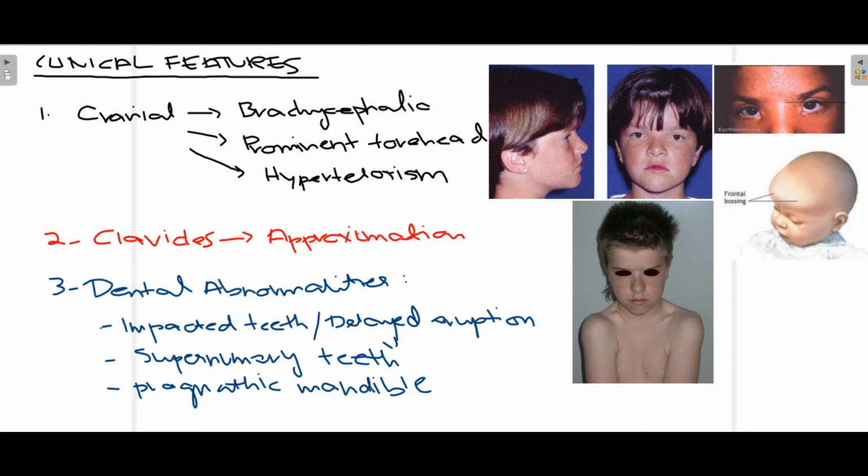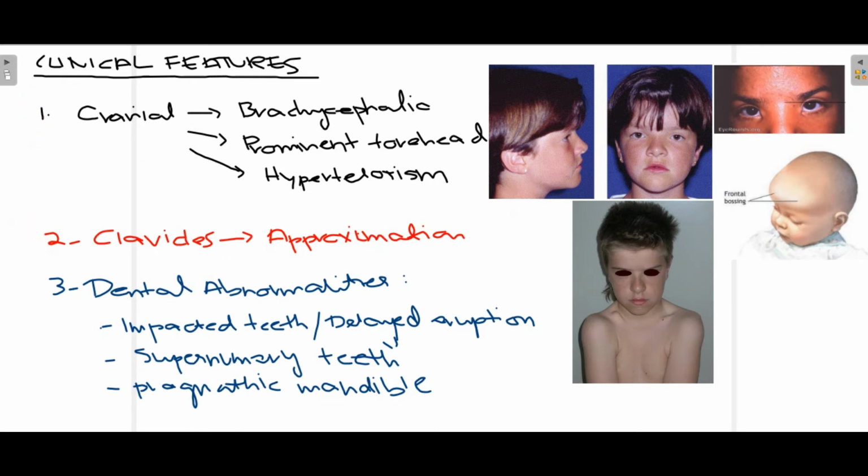The mandible tends to look prognathic. So there will be supernumerary and delayed eruption of teeth. The mandible can appear prognathic as well, and there are certain other features we'll discuss shortly related to dental abnormalities. These three are the common symptoms that patients normally present with.